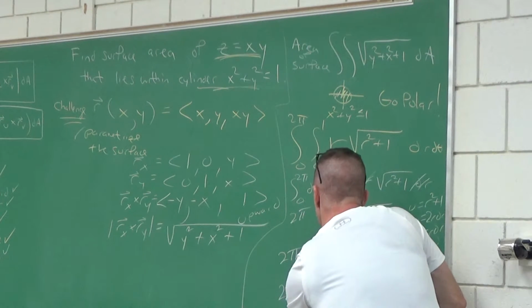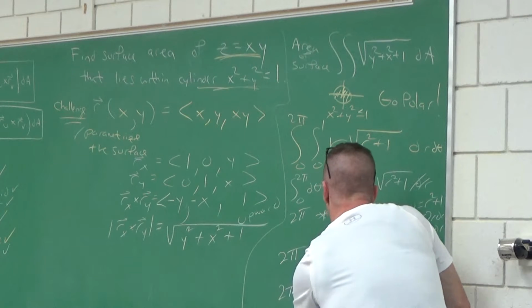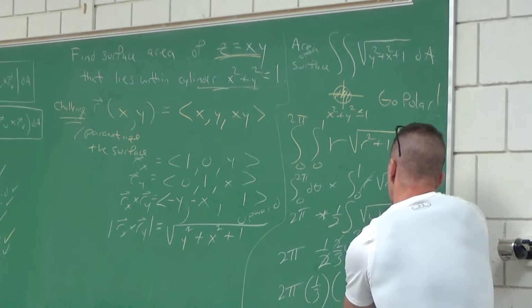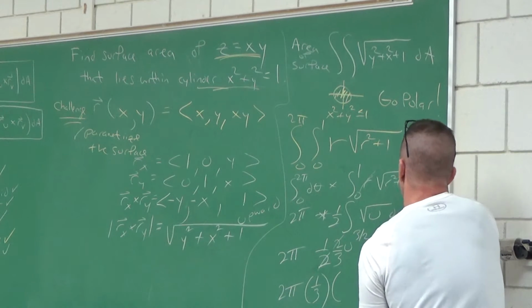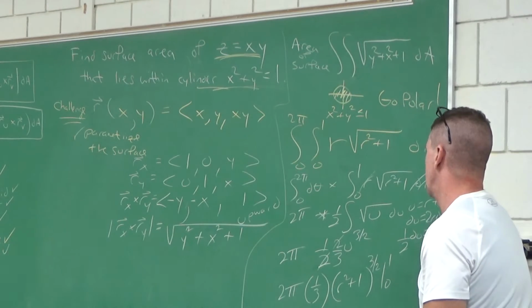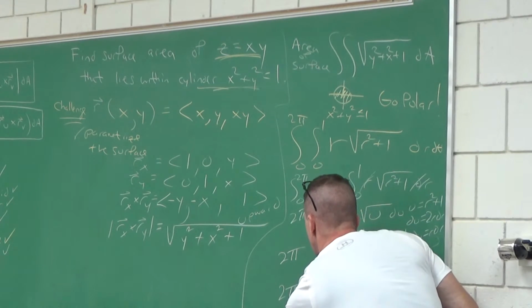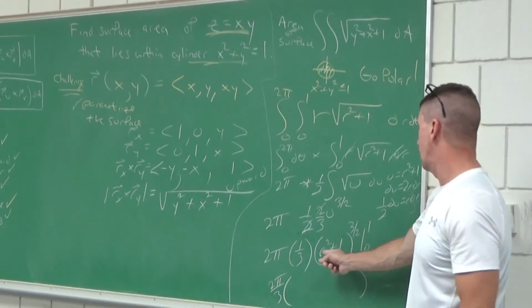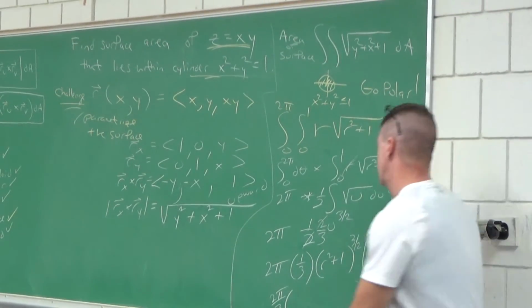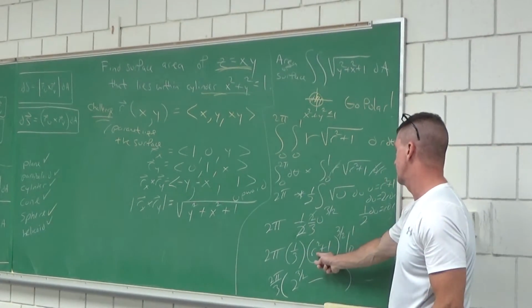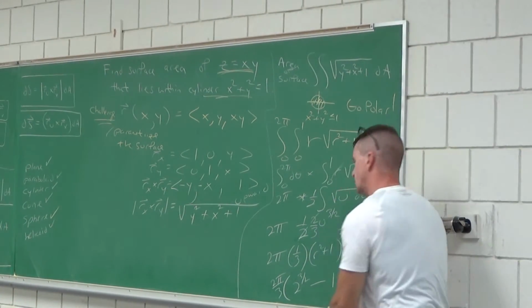The 2's do. So I get 2 pi times 1/3 times, and I'm going to resubstitute for u, going from 0 to 1. What was u? So what's the final answer? 2 pi over 3? Plug in a 1 in there. What do you get? 1 plus 1 is 2, to the 3/2, minus, why don't you plug a 0 in there? 1. There's my answer.